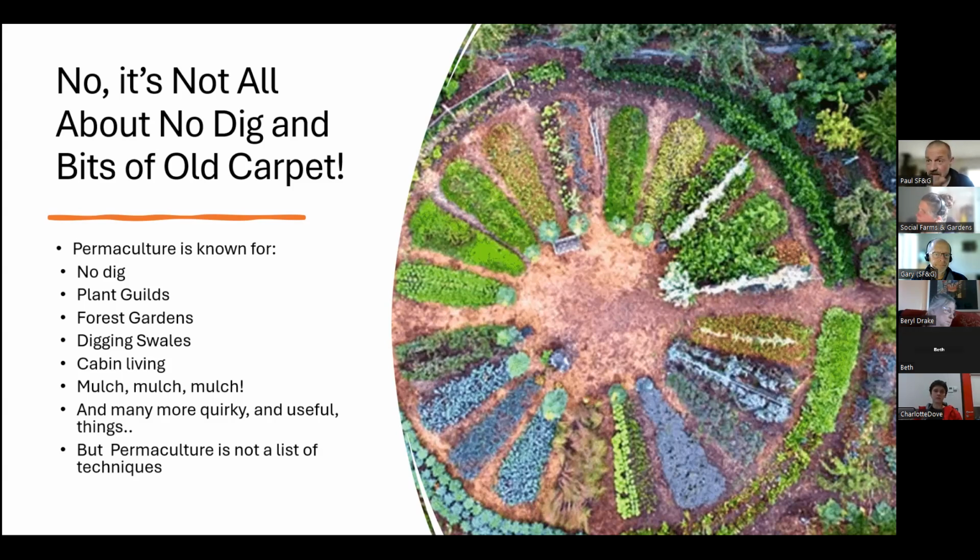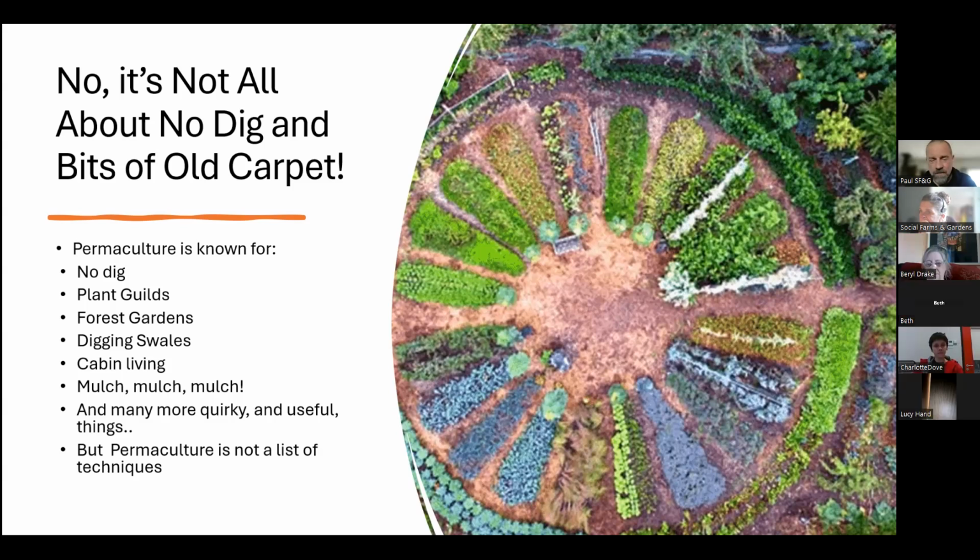Plant guilds, like the association of plants on the first slide, can be very useful, maximizing productivity in small spaces, reducing inputs, building in ecosystem resilience. Forest gardens. I know there's at least one forest gardener in the room. I'm sure there are more who have visited forest gardens.